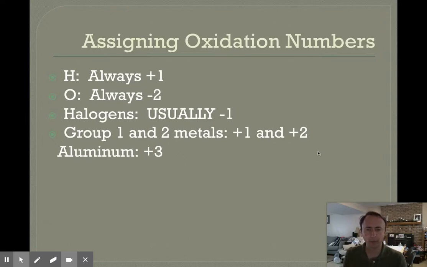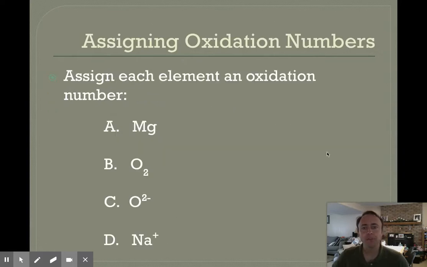So again, why are we looking at the oxidation numbers? We're trying to see if atoms are gaining and losing electrons during a chemical reaction, and the oxidation numbers help us figure that out. All right, so here's a couple of examples. These are about as straightforward as we can get. Assign each element an oxidation number.